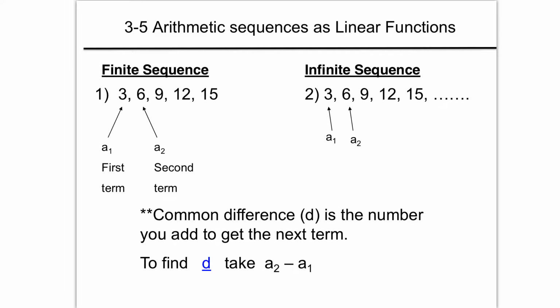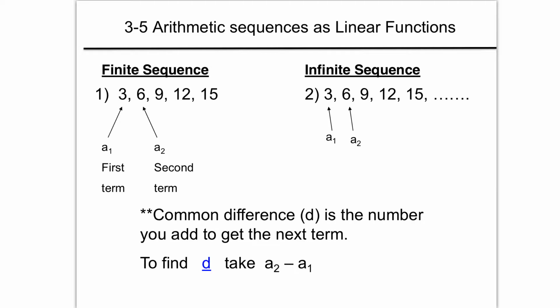To find that common difference, sometimes it's really simple. You just look at the numbers and find the pattern that's going on. Here, you notice that at the beginning, you're adding 3 every time to get to the next term. Sometimes we have fractions, sometimes we have decimals, so it's a little bit challenging to find the common difference just by looking at the numbers. Some people can find the common difference that way.